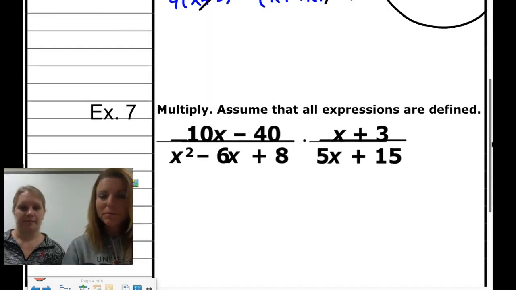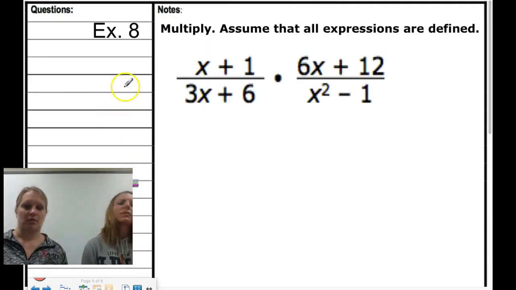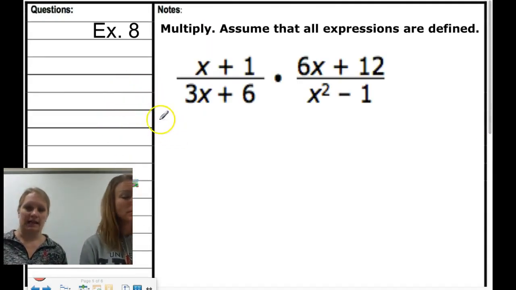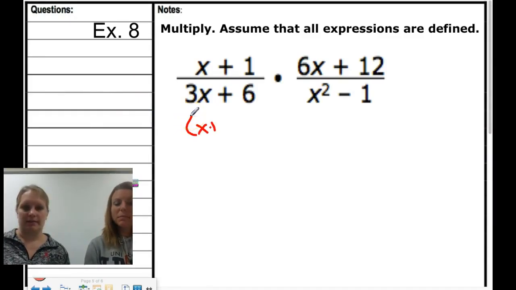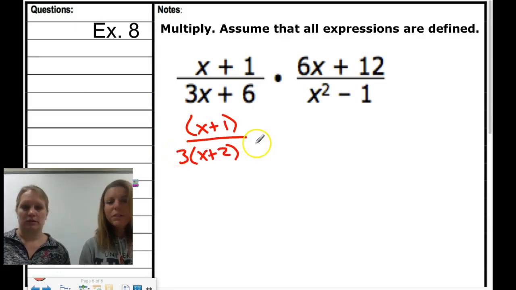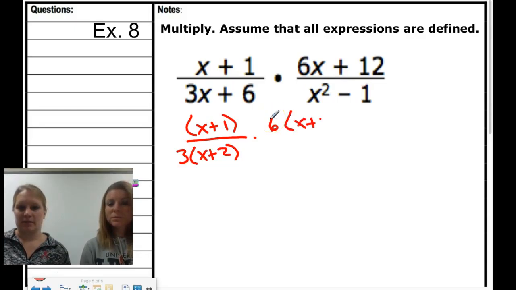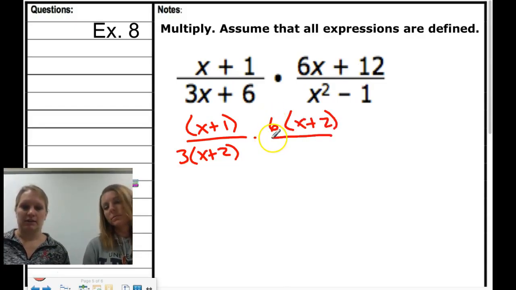Okay, there we go. So, like Miss Young said, let's take everything out that we can. So we have an x plus 1 on top. The bottom we can take out a 3. So we have x plus 2 times, here we can take out a 6. So we're left with x plus 2. And here it's perfect again. Nice. x minus 1, x plus 1.